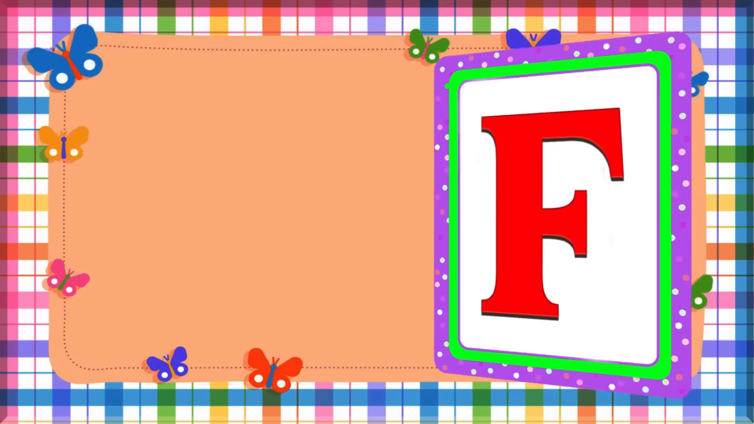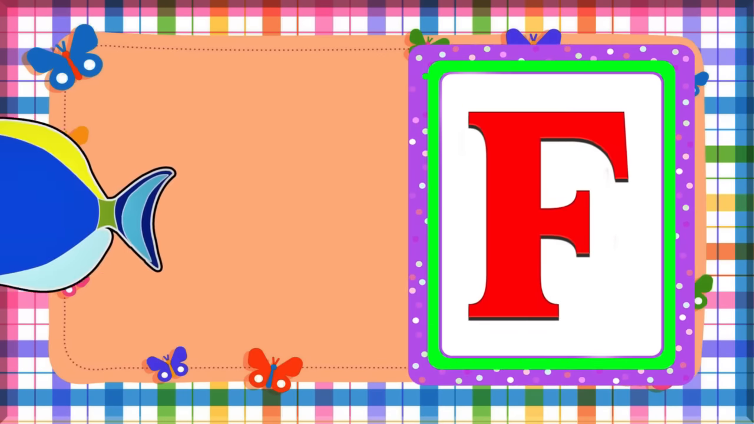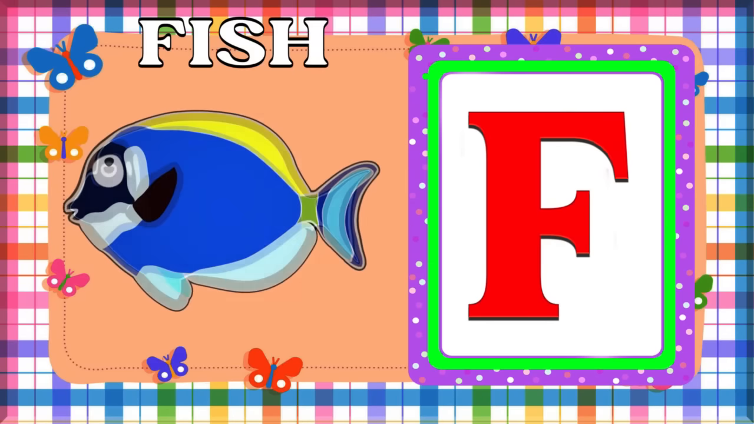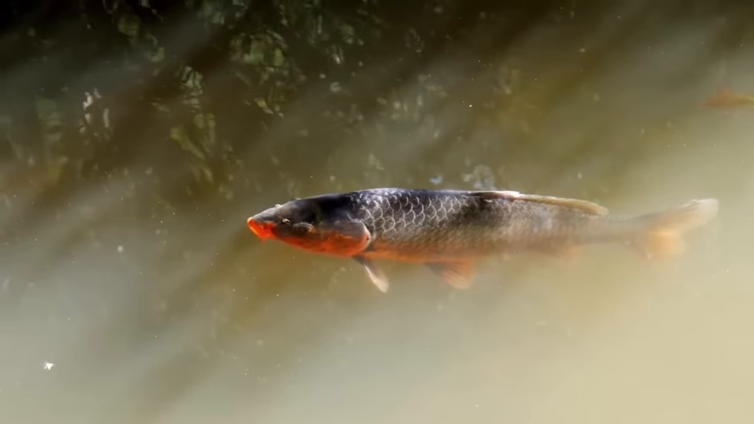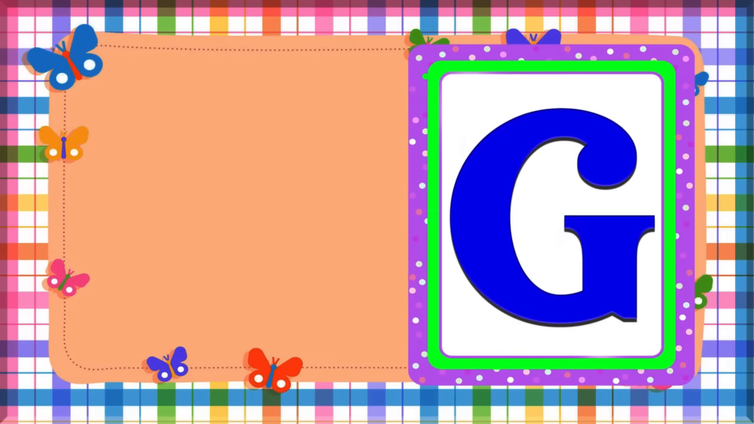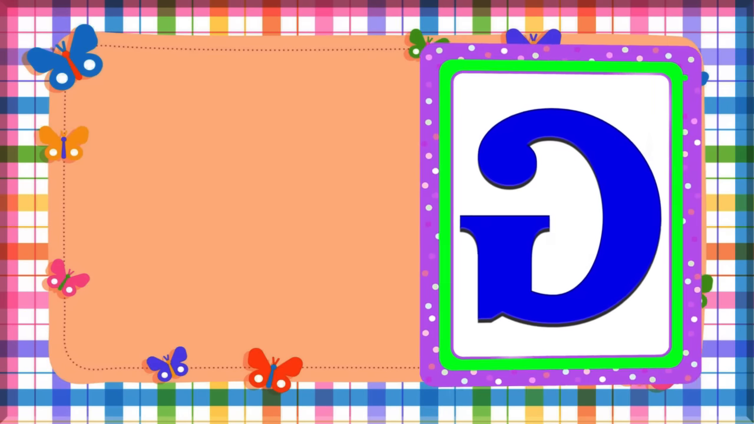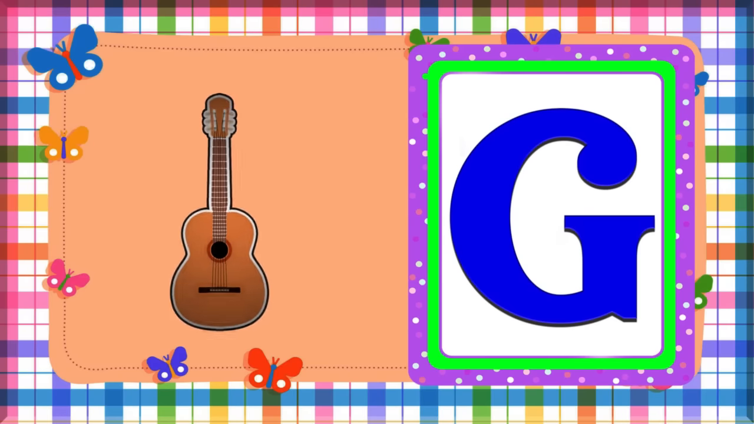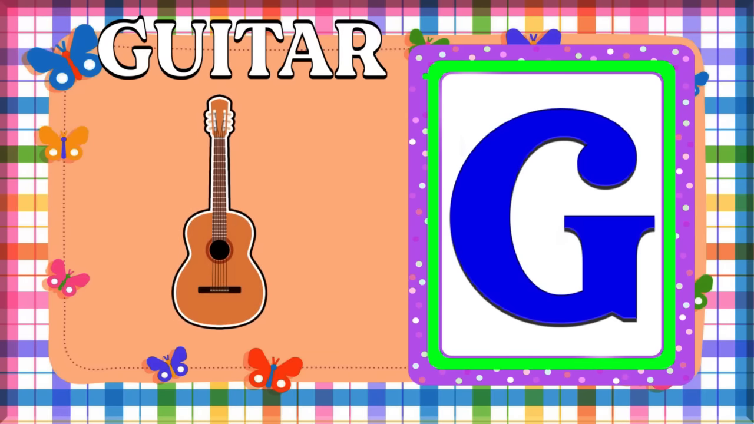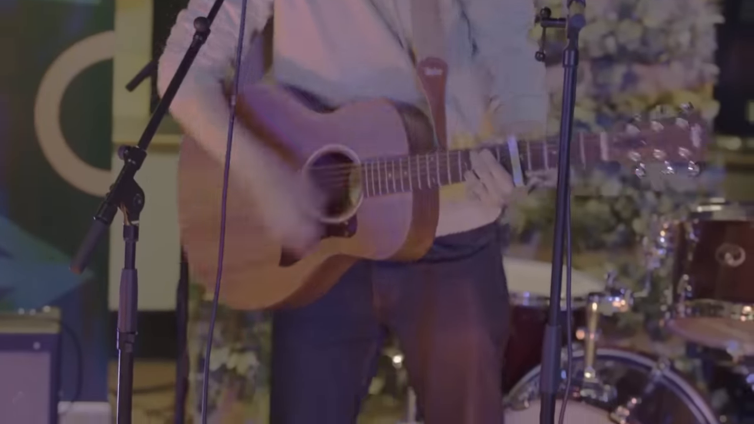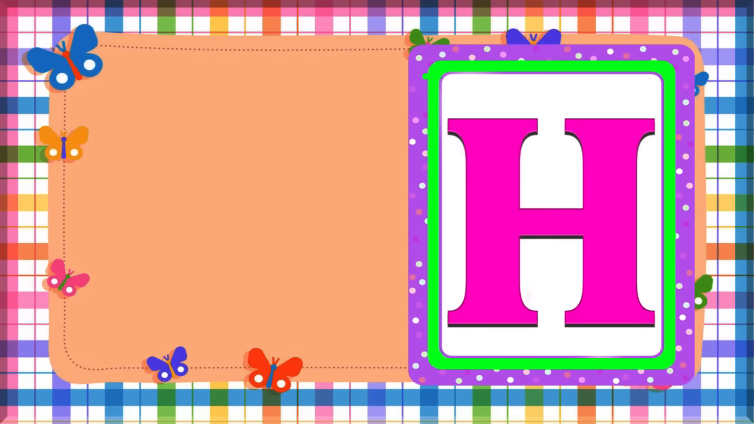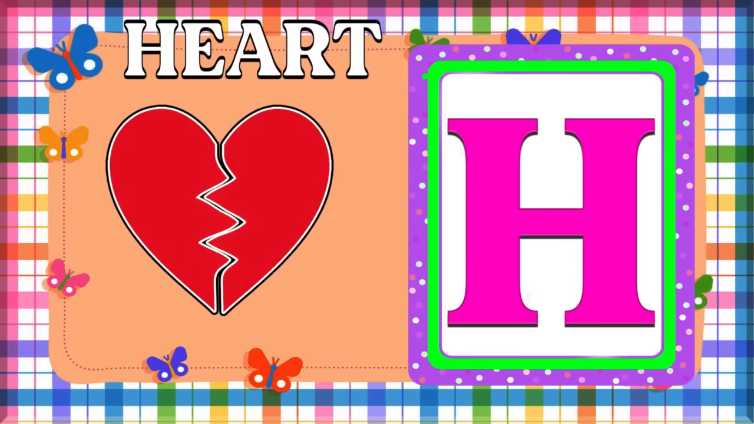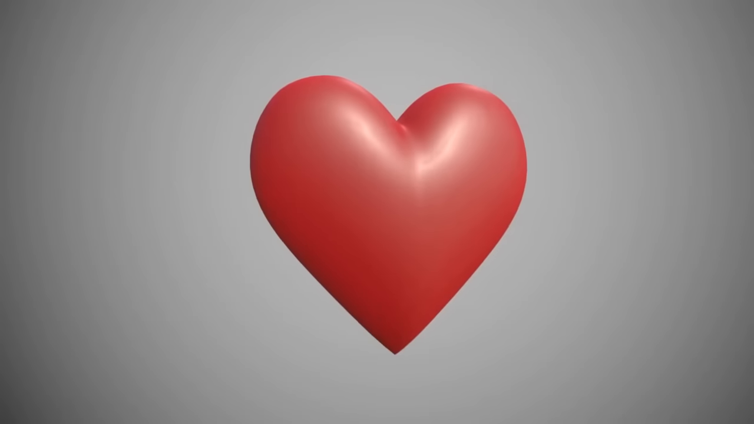F. F is for fish. Fish. G. G is for guitar. Guitar. H is for heart. Heart.